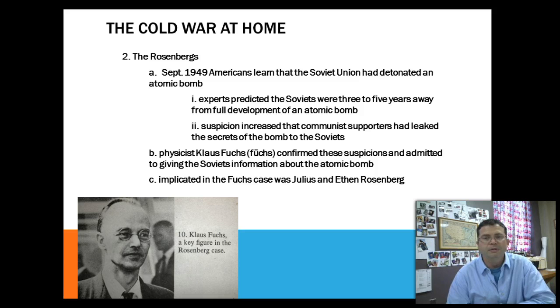So logically, the government thinks they've been given assistance, and Klaus Fuchs confirms that. He says, yes, I did give information to the Soviets that would speed up the process of making a bomb. And the way I got the information to them was through Mr. and Mrs. Rosenberg, Julius and Ethel Rosenberg.